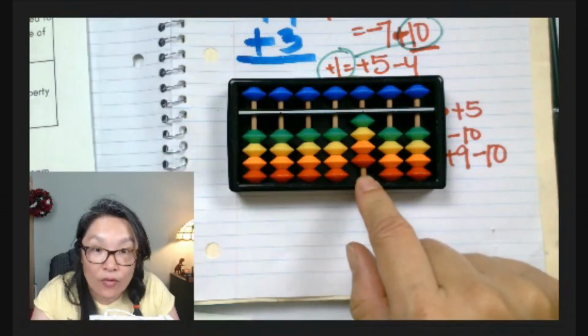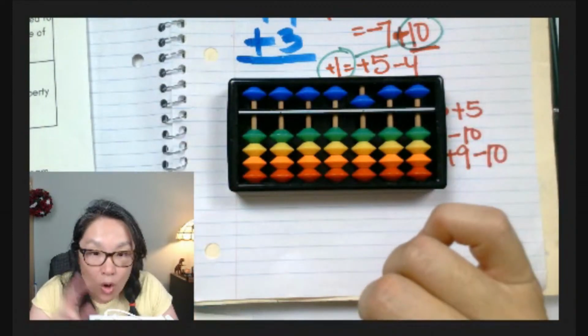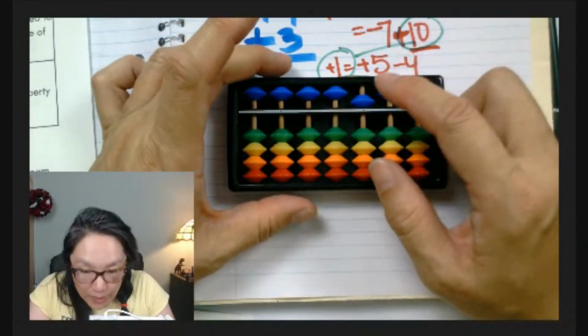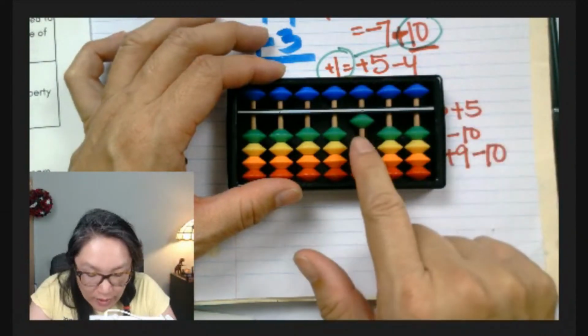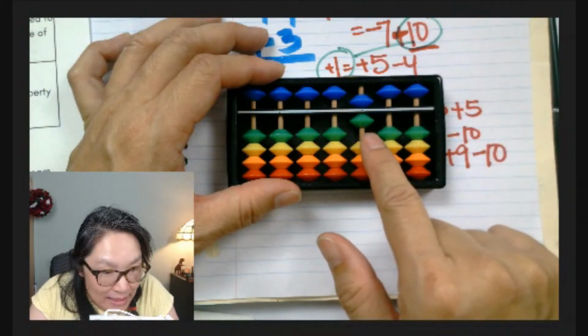Well, what happens after 4? Well, we have 5. So let's do 5. This is 5. All the top beads, all the blue beads, will always be 5 no matter what. Always. So because this is 5, we know how to count. So remember, I had 1. But if I add 5, I have 6 now.